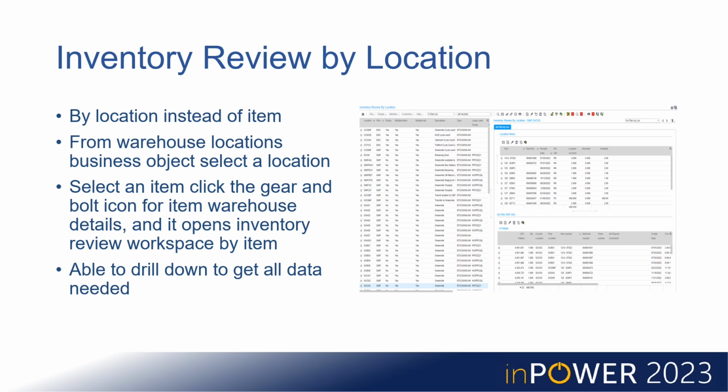The little gear up in the right corner is what makes this split happen, the split card. So you can change it from having split view to not having split view. It's up to you what you want to do. And you have the ability to drill down to all the data you need from here, just the same as you would from any other business object.